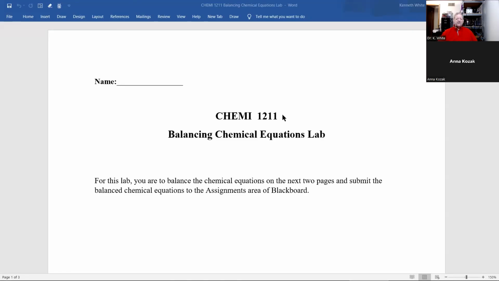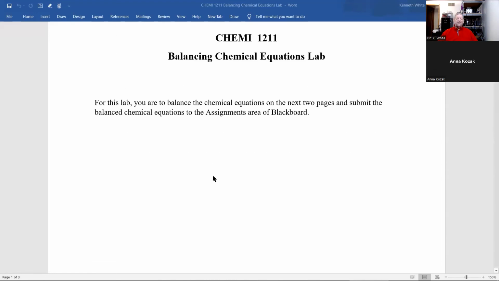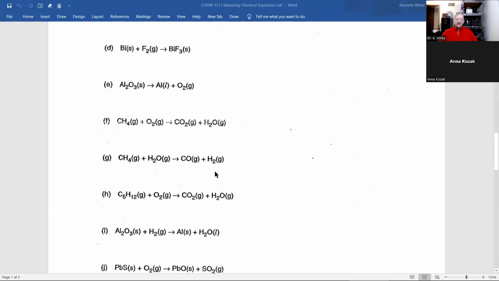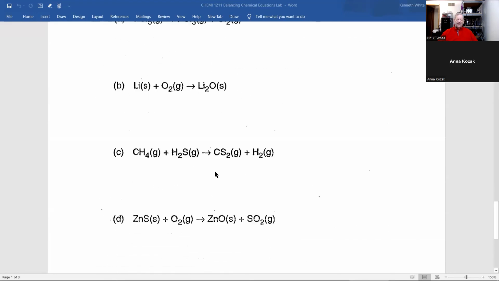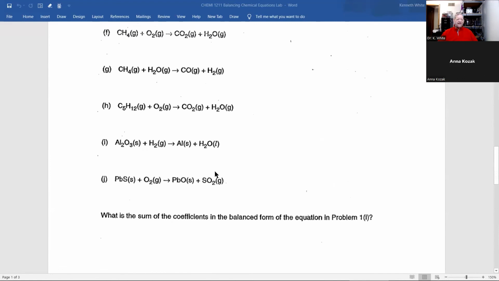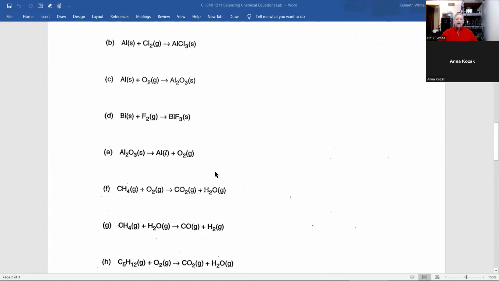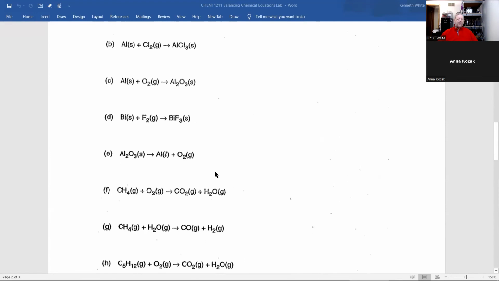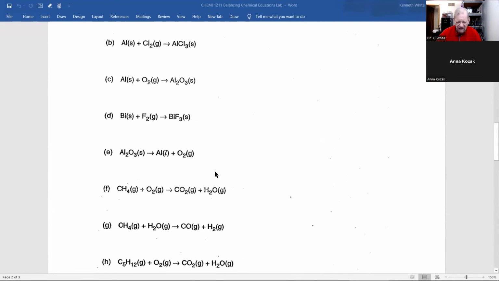All right, do you see on your screen, balancing chemical equation lab? Thank you. And for this lab, all you have to do is balance the equations here and on this page 2 and upload it to Blackboard. Now, I've got a little tricky on here. One or two of these might already be balanced, but on a test, if I ask you to balance a chemical equation, you should always be able to do it.